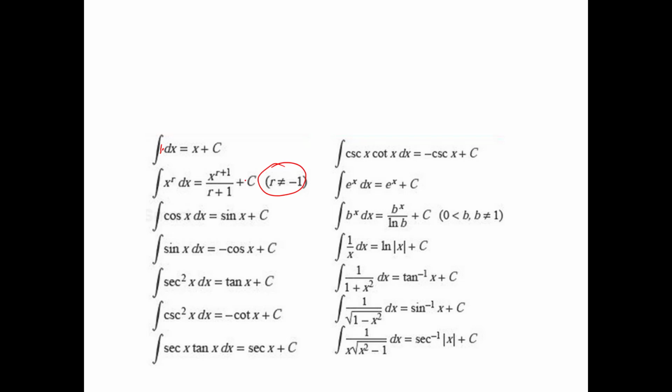The antiderivative of the cosine of x is the sine of x. The antiderivative of the sine of x is the negative cosine of x. The antiderivative of the secant squared is the tangent of x. The antiderivative of the cosecant squared is the negative cotangent of x.